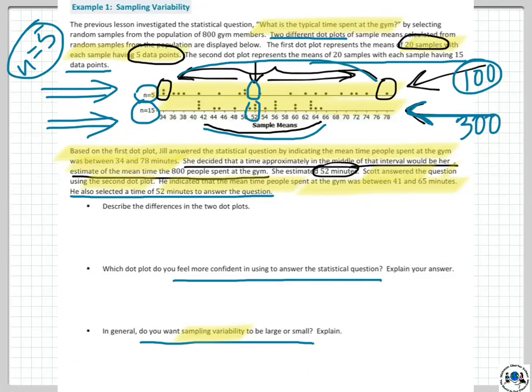Okay, so we can start off with this first one here, describe the differences in the two dot plots. Well, some things you could have said, and probably the main point here is that the first dot plot shows greater variability, okay? So greater variability in the sample means.